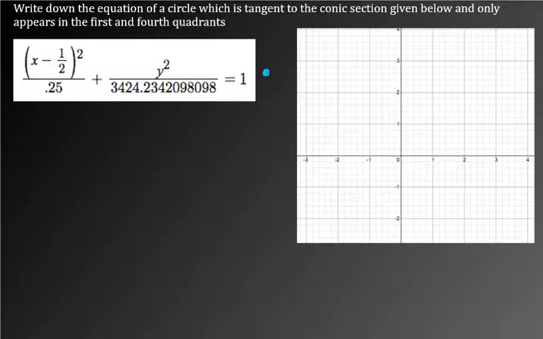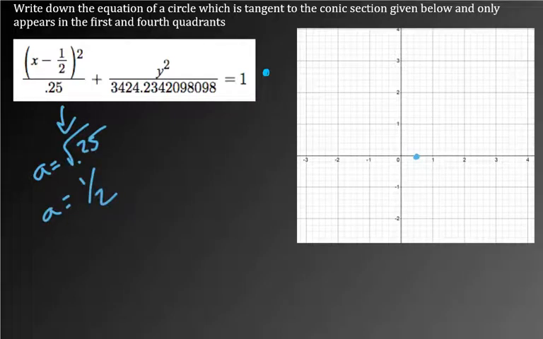So I would start with the center of this conic section. So the center, I said, is 1/2, 0, right? So we've got 1/2, 0 about right there. And we know that from this 0.25, A is the square root of 0.25, or just 1/2, right? And so the left and right measurement for this ellipse is going to perfectly take me to the origin and then 1, 0.